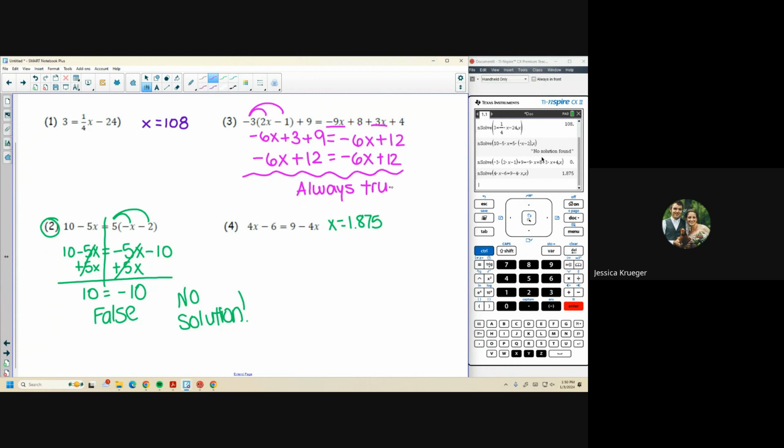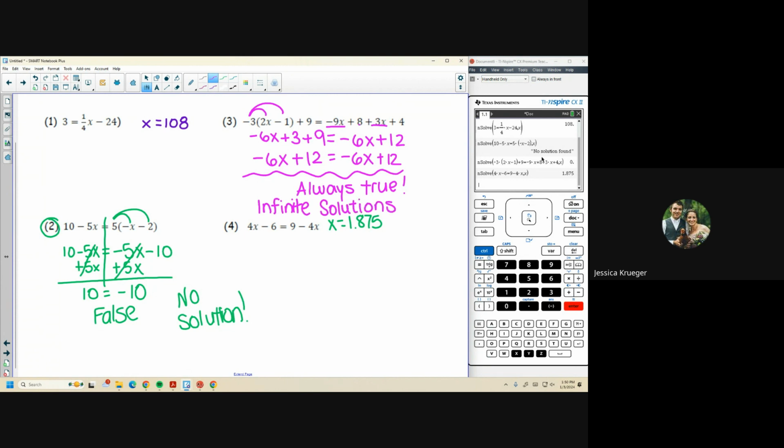So your calculator cannot tell you if there's infinite solutions. It told me that 0 was a solution, which it is, but 0 is not the only solution. For number 3, it's always true when we simplify it. So your solution to choice 3 would be infinite. Infinite solutions.